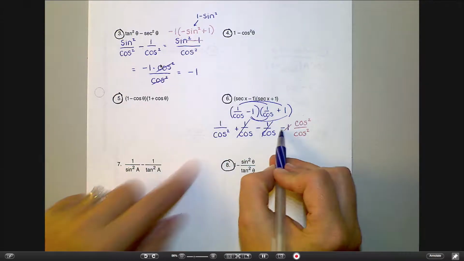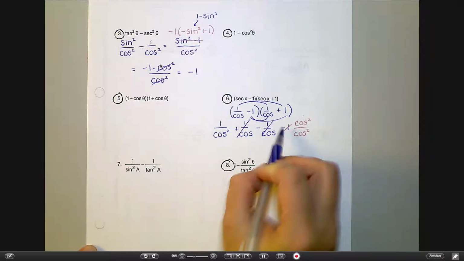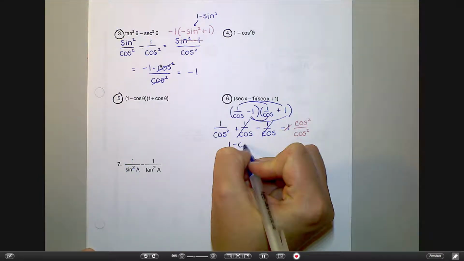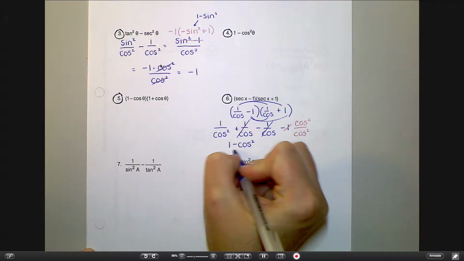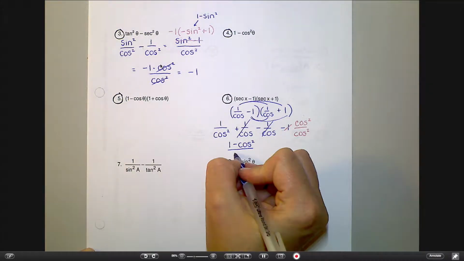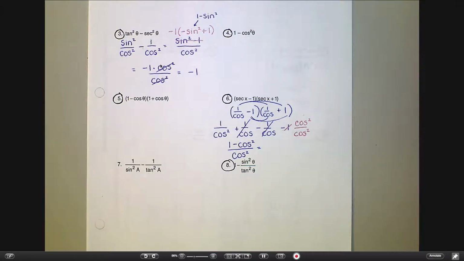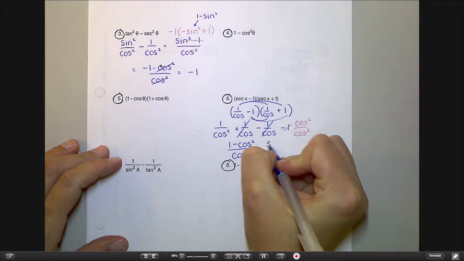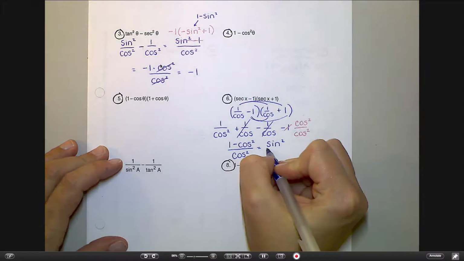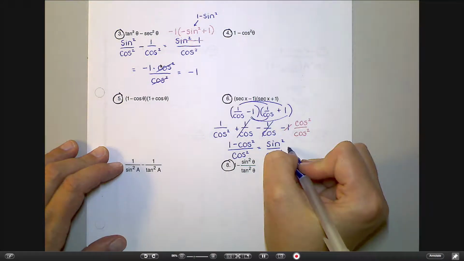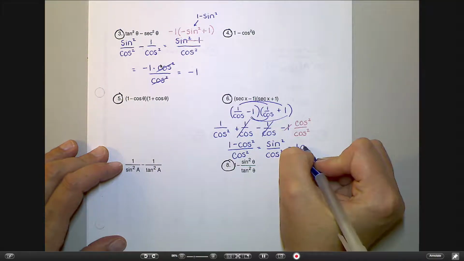So when I put these two things together, well, I'm subtracting. There was a minus in there. So it's really going to be 1 minus cosine squared over, and my denominator is just going to be cosine squared. What can I do on the top now? Sine squared. Yeah, 1 minus cosine squared is really sine squared over cosine squared. Tan squared, good. Yeah, sine over cosine is tangent, so that reduces all the way down to just tangent squared.